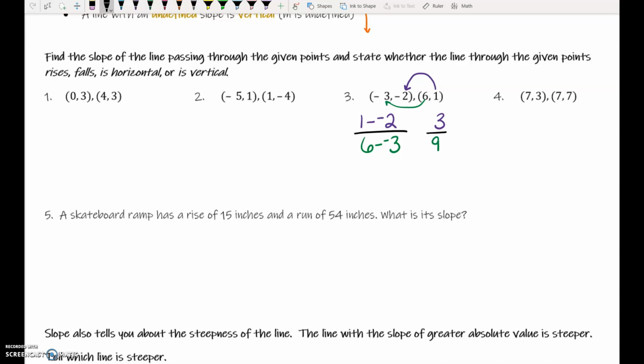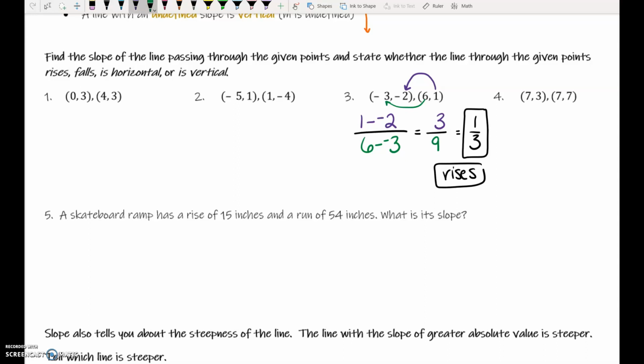And what does that fraction simplify to? 1/3. So this one has a slope of 1/3. Does that line rise, fall? Is it horizontal or is it vertical? Rises. It's positive slope, so it rises.